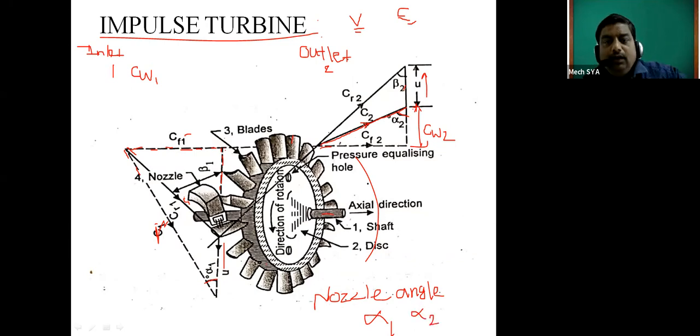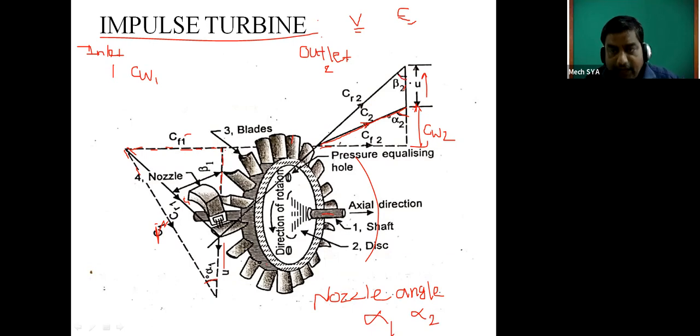Then here this is beta. These are blade angles. So this is beta 1. Whatever angle CR1 makes with the blade is called beta 1. And CR2, whatever angle it makes with the tangential direction, is called beta 2, the blade angle at outlet.